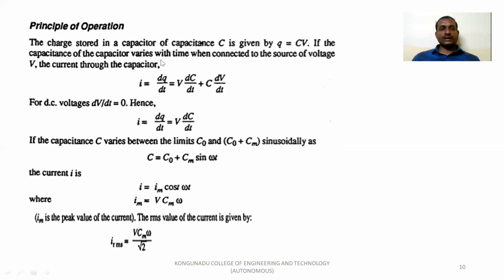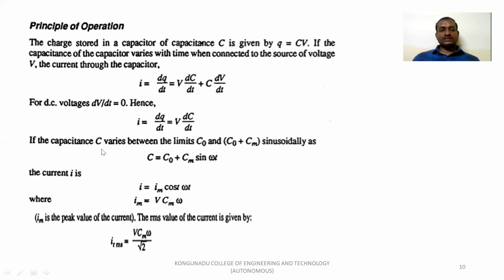If the capacitance of the capacitor varies with time when connected to the source voltage V, the current through the capacitor is I equal to dq by dt, which is V into dC by dt plus C into dV by dt. For DC voltages, dV by dt is equal to 0 because the rate of change of voltage is 0. Therefore I is equal to dq by dt, which becomes V into dC by dt.